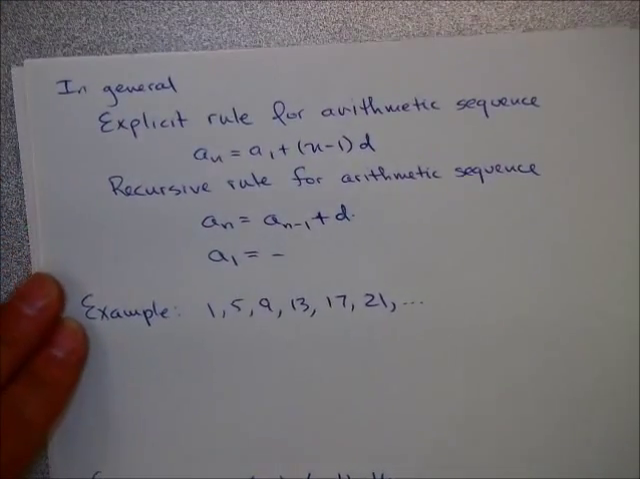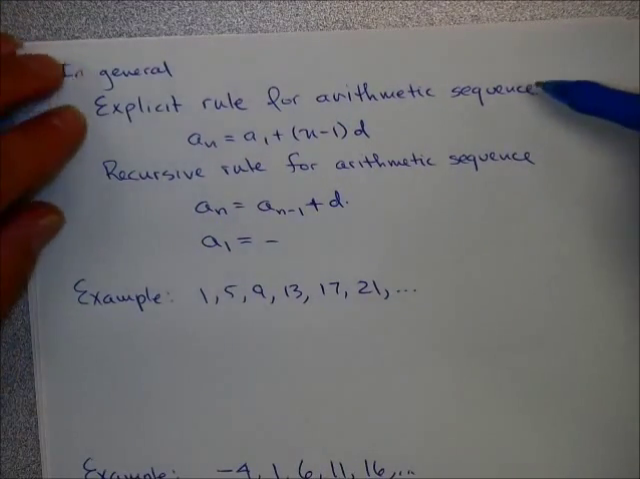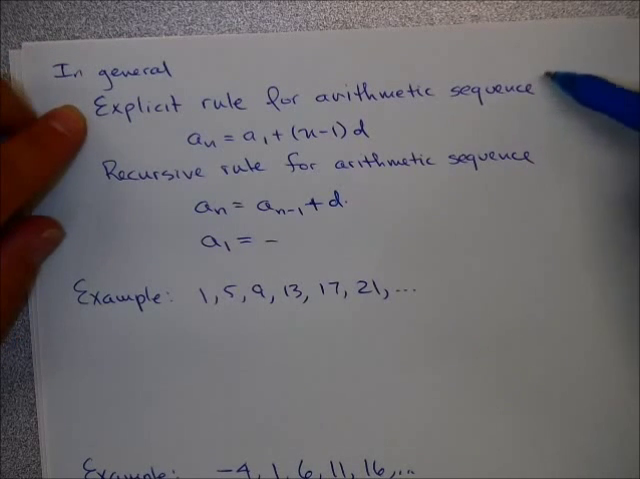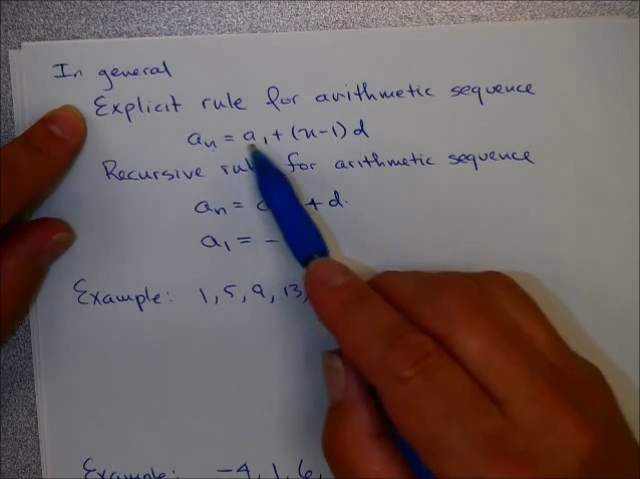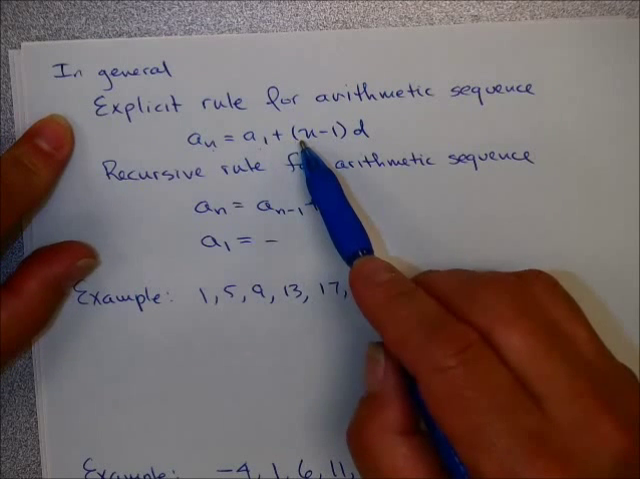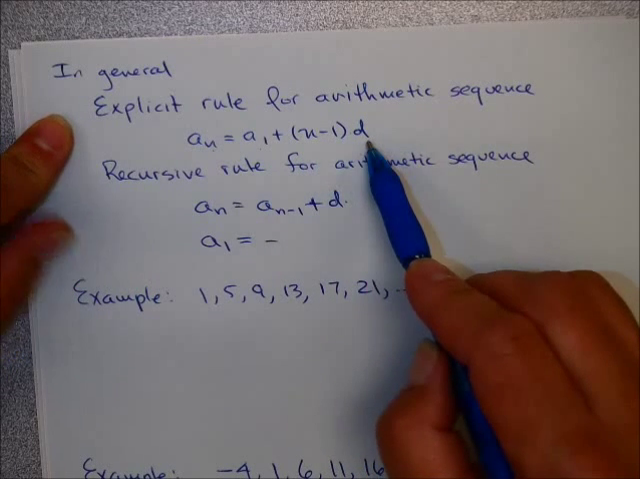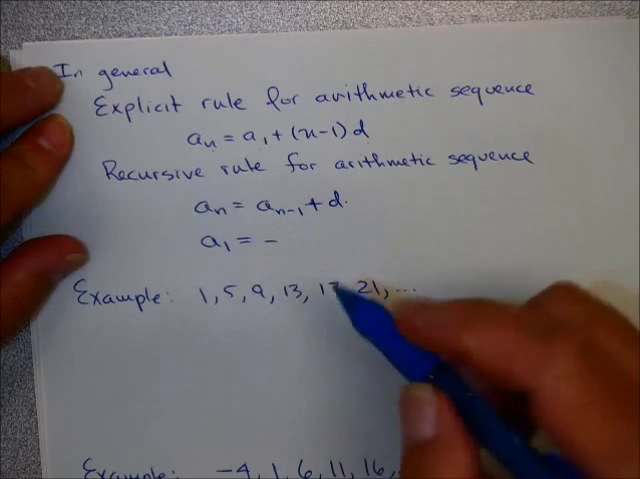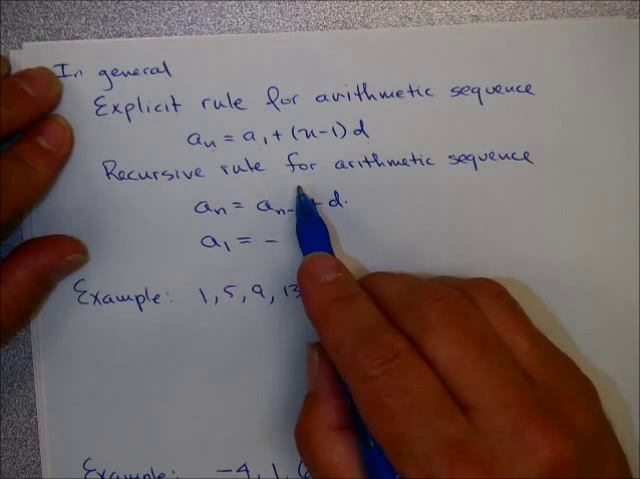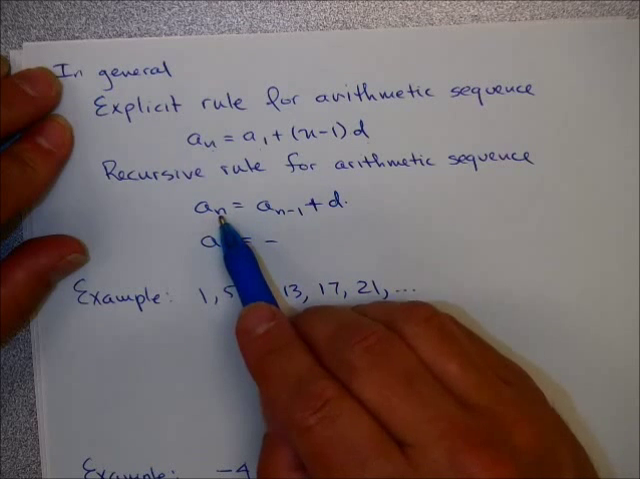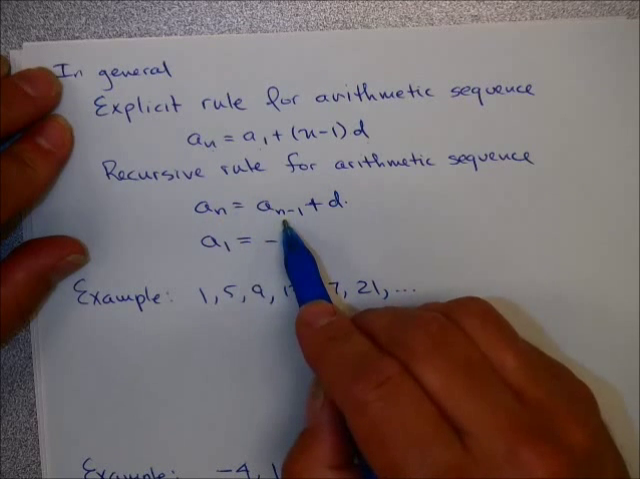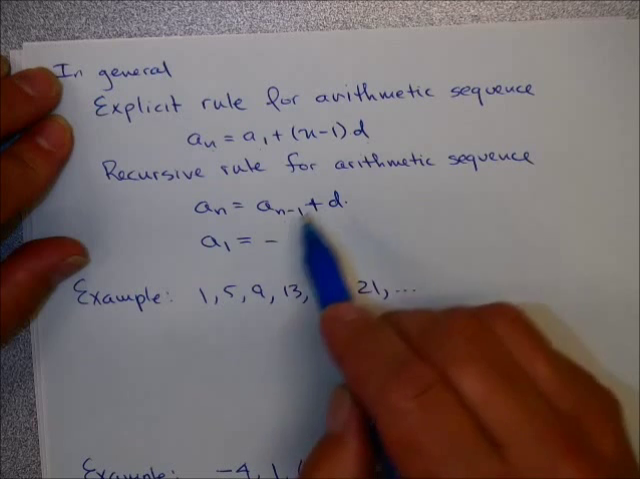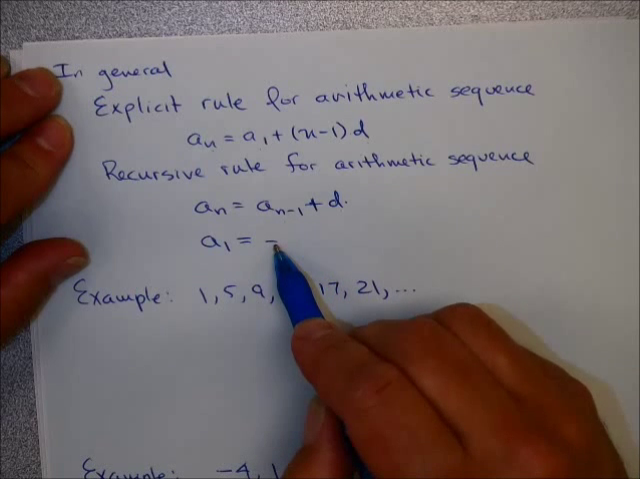Now, we can generalize this process for arithmetic sequences in this way. An explicit rule for the arithmetic sequence is the nth term equals the first term plus n minus 1 times that common difference. A recursive rule for this arithmetic sequence is the nth term equals the n minus 1th term plus d, where a1 is given.